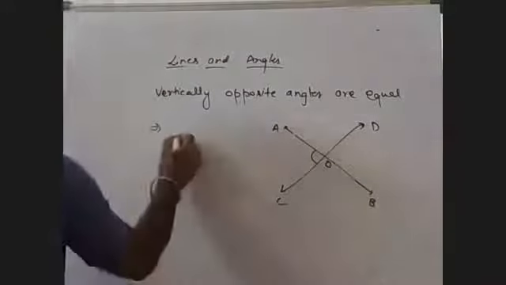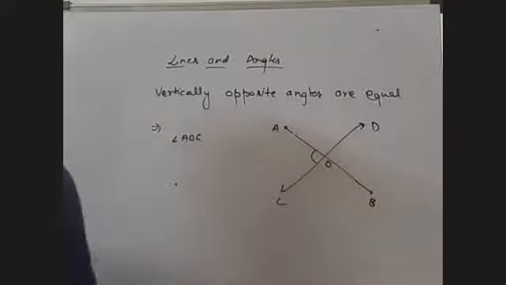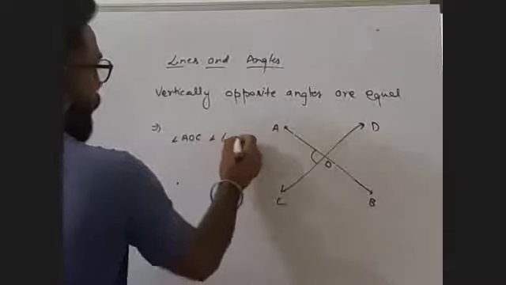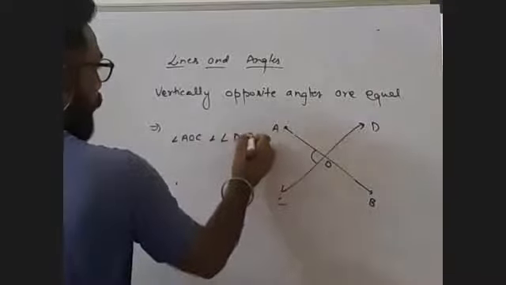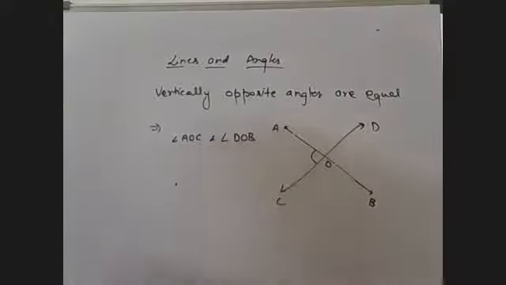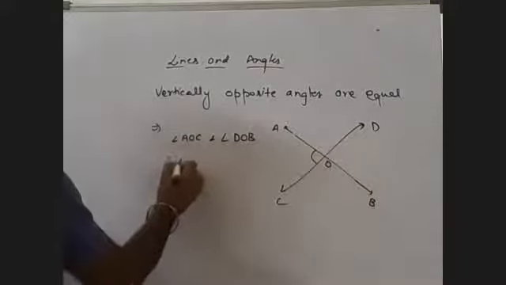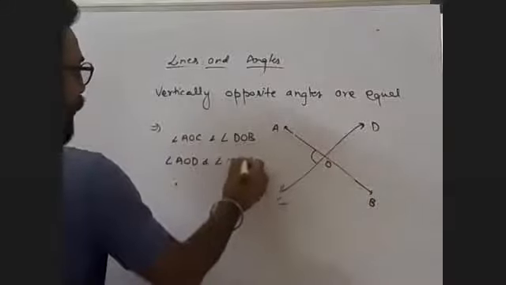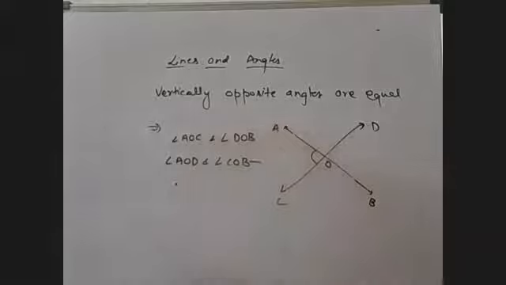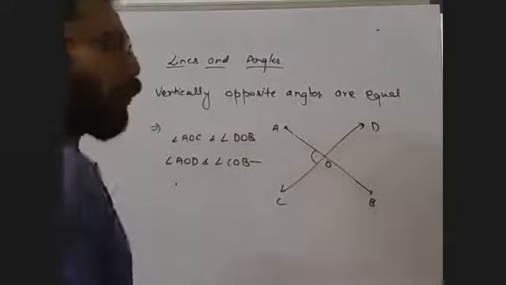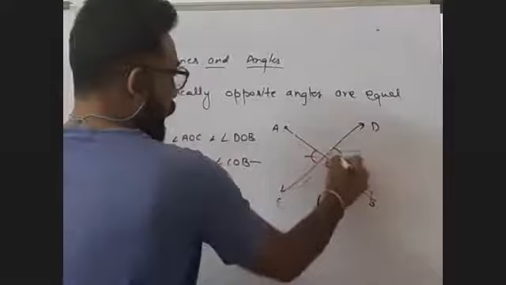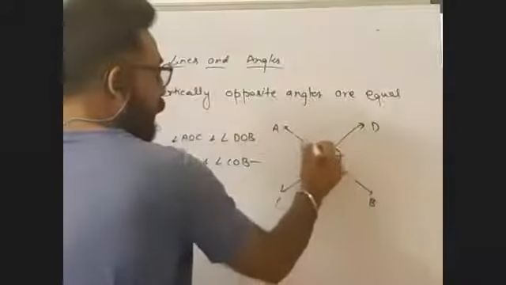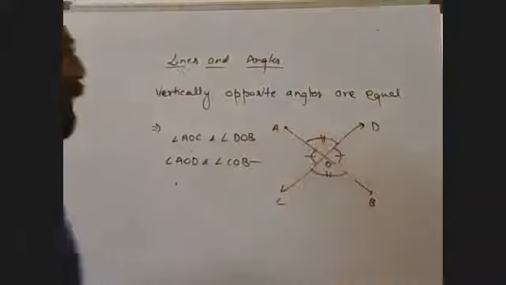So angle AOC and angle DOB will be known as vertically opposite angles. Similarly, angle AOD and angle COB will be known as the vertically opposite angles. So these are the vertically opposite angles. Now we have to explain that these angles are equal. I'm placing a single dot over here and a double dot over here, just to differentiate between the two.